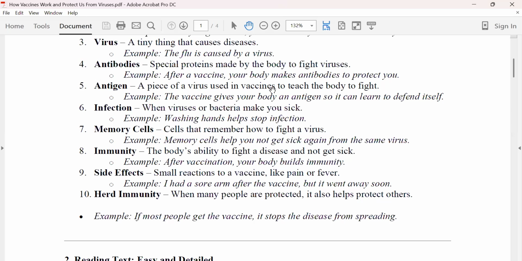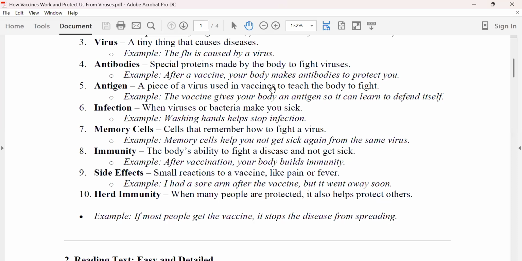7. Memory cells, cells that remember how to fight a virus. Example: memory cells help you not get sick again from the same virus. Good. Immunity, the body's ability to fight a disease and not get sick. Example, after the vaccinations, your body builds immunity.